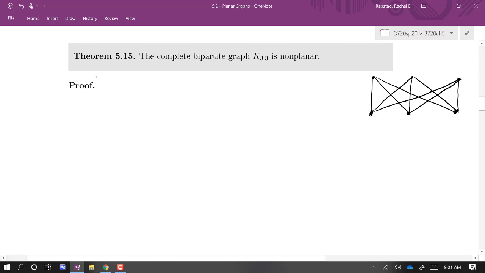So we're going to do this by contradiction. Let's suppose that K-3-3 is planar. All right. So we know the number of vertices and edges in K-3-3. Now there are 6 vertices and 9 edges. So if it's planar, we can figure out how many faces it would have.